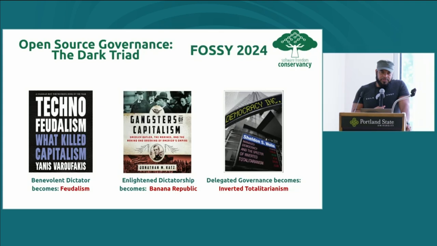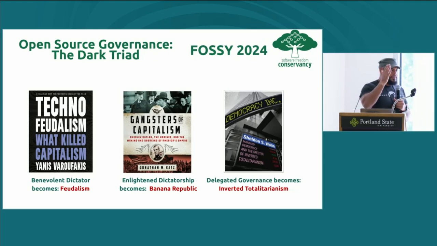And we're going to talk about some of the properties of what an open source project looks like that. Then you have enlightened dictatorship. It turns into banana republics. So this is where you're creating puppet governments and these types of things. And then you have another book, which I think is the best book on how to hack democracy. It's Democracy, Inc., Inverted Totalitarianism or Managed Democracy by Sheldon Wolin.